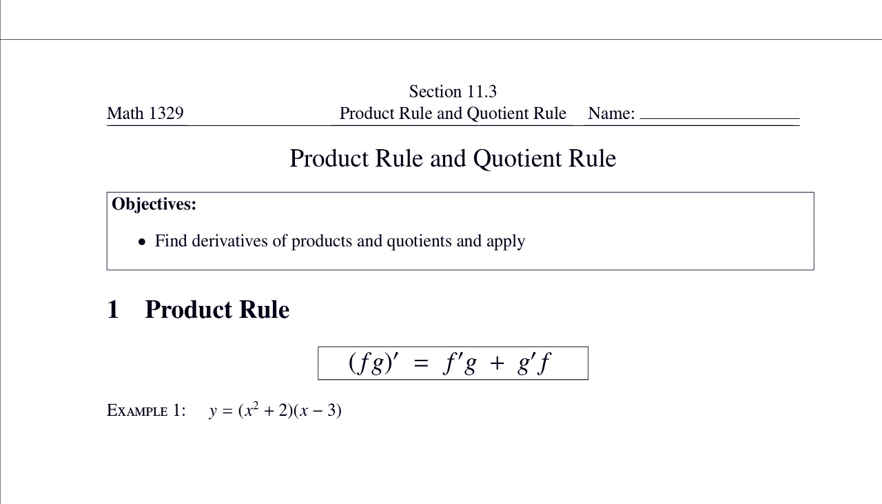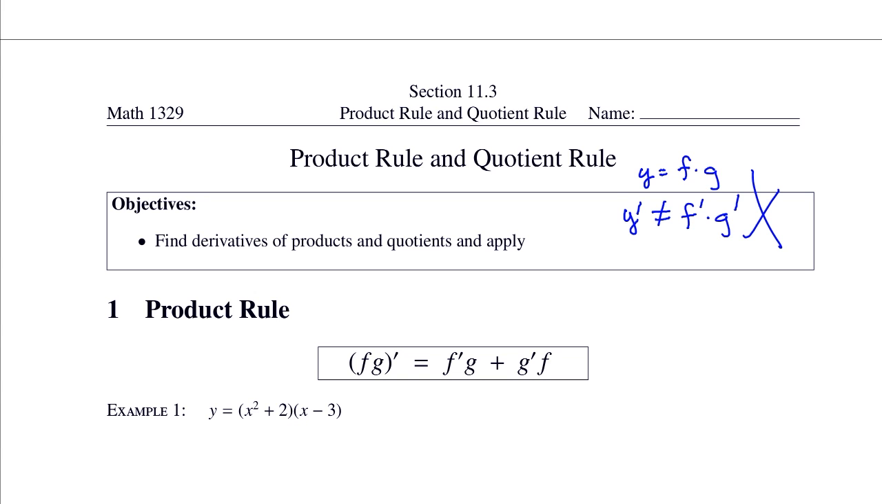In section 11.3, we'll talk about the product rule and the quotient rule. So we need these two special rules because taking the derivative of a function that is the product of two different functions is not as easy as, for example, saying that if y is equal to f times g, the derivative is just f prime times g prime. That is not going to work.